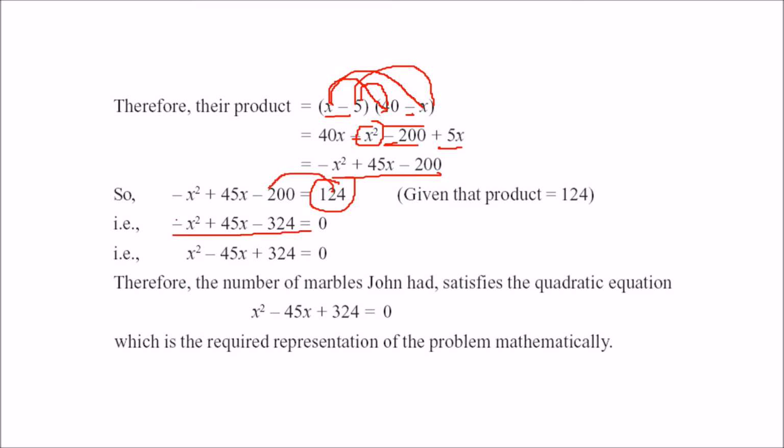And we generally don't take minus here. So we multiply the whole equation by minus 1. So the equation would be X square minus 45X plus 324. So this is the quadratic equation which this problem represents.